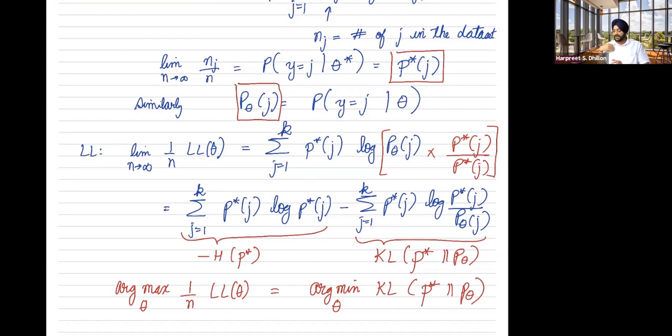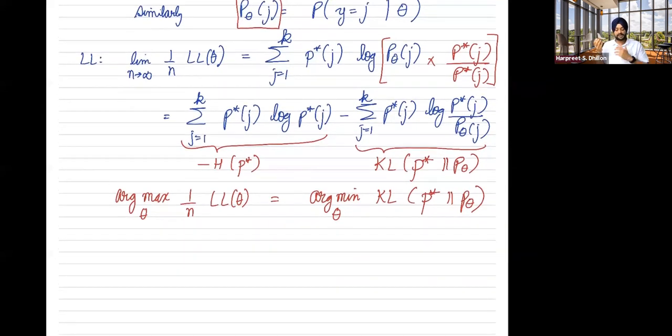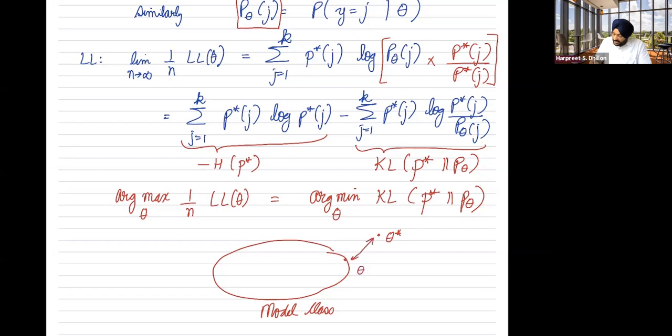Now, what does it mean in terms of the model classes, or the hypothesis class, that we introduced last time? If this is your model class, and let's say that theta star, the true distribution, is not contained in the model class, then what you're trying to do is, within the model class, come up with theta hat, let's call it theta hat ML, such that the KL divergence between the two distributions is minimized. That's what maximum likelihood is trying to do.